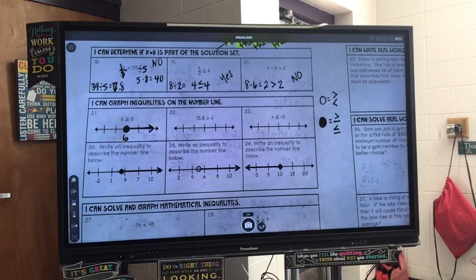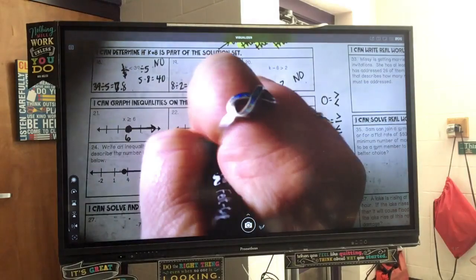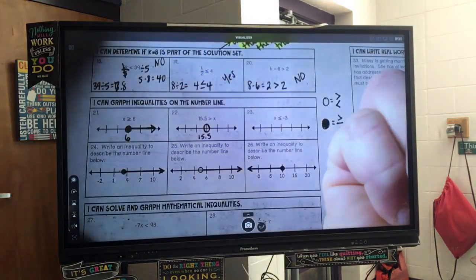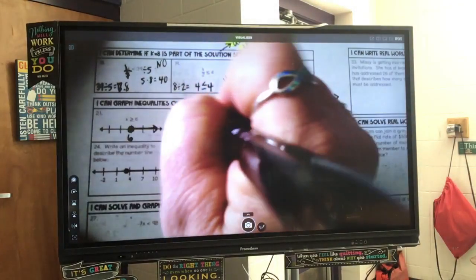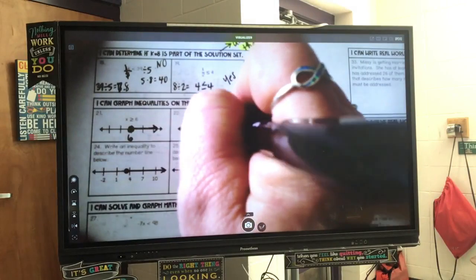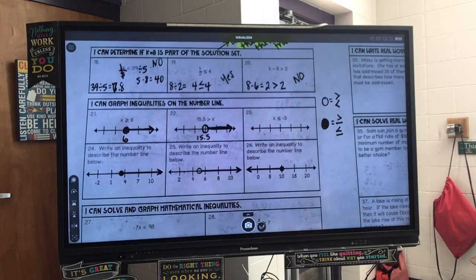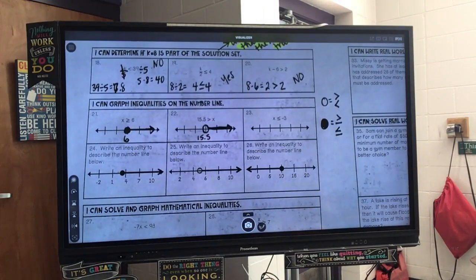Alright, 15 and a half is greater than x. So what number are we putting on our number line? 15.5, open or closed circle? And which direction? To the right. Again, because we are saying any number greater than 15 and a half will make this statement true. Why are we not including 15 and a half in this one? Is 15 and a half greater than 15 and a half? No, it's not. That does not make the statement true. The statement is saying 15 and a half is greater than x.